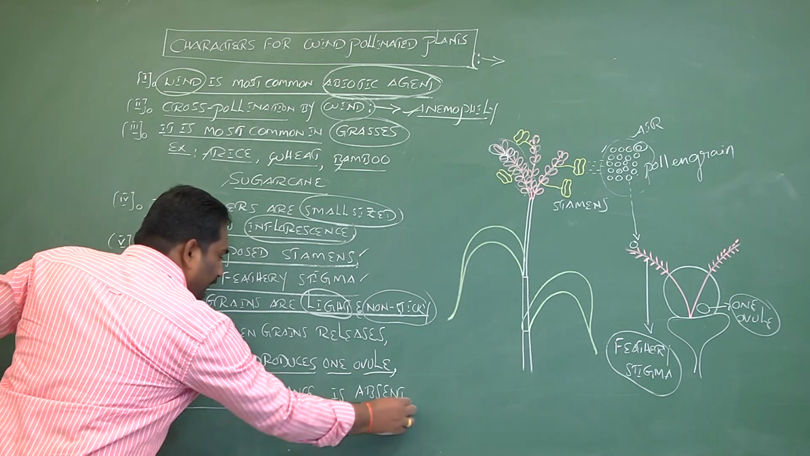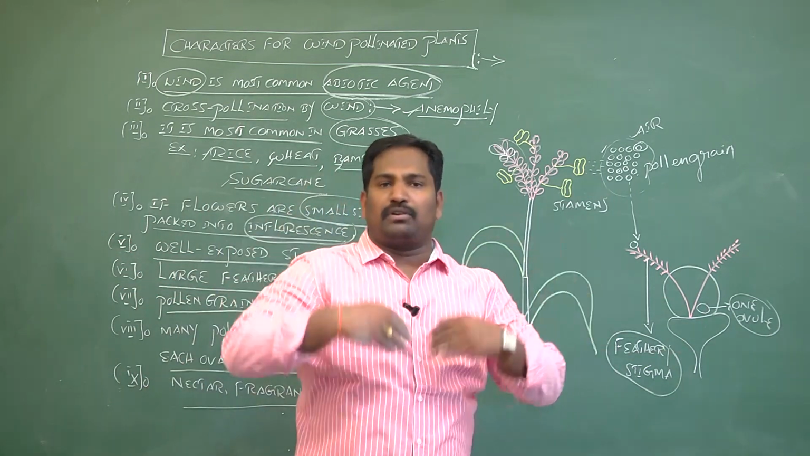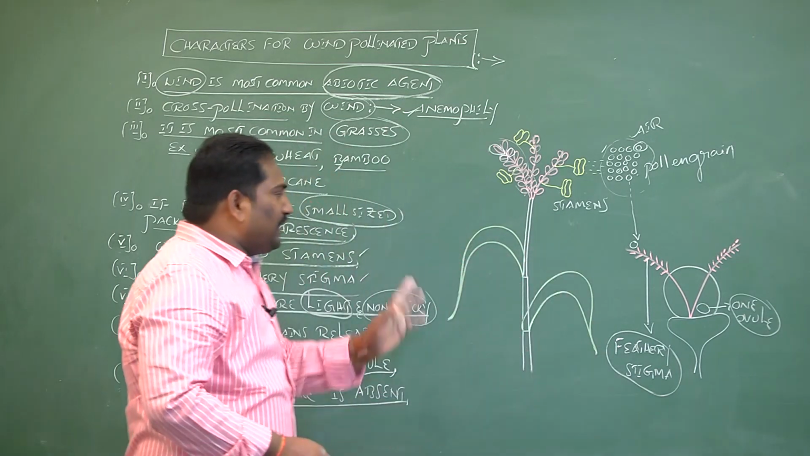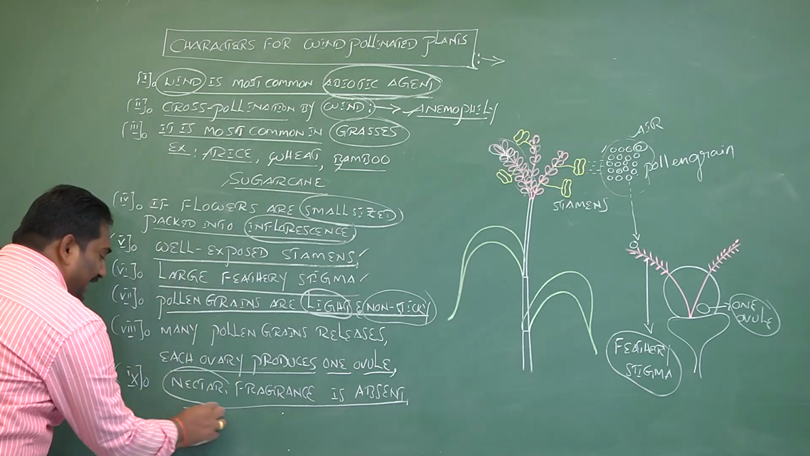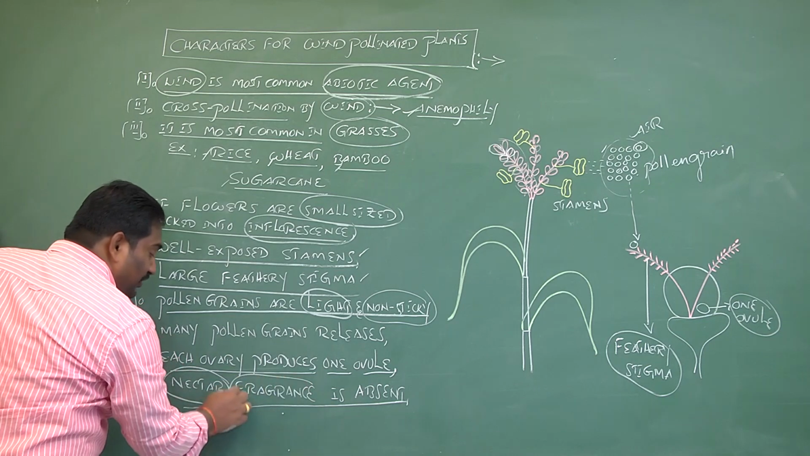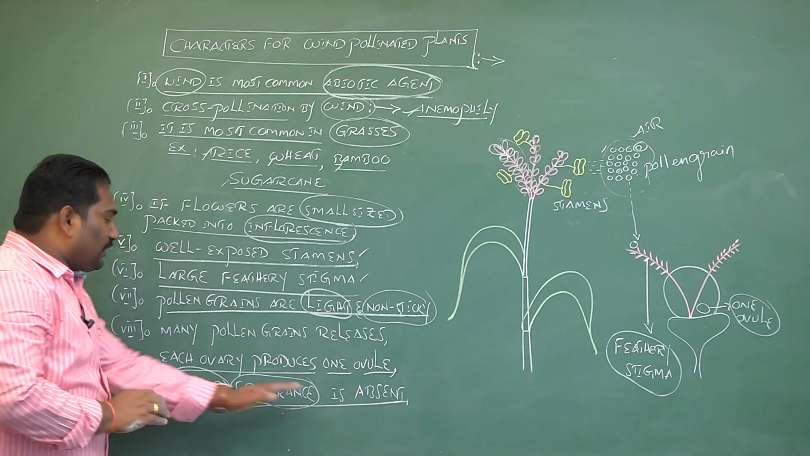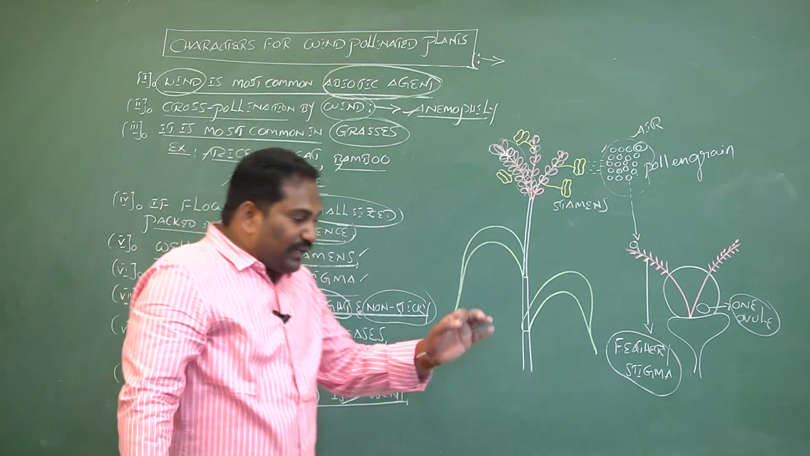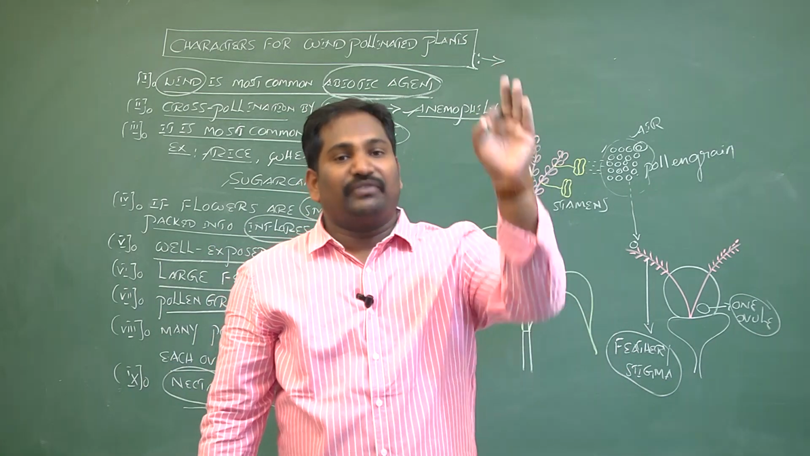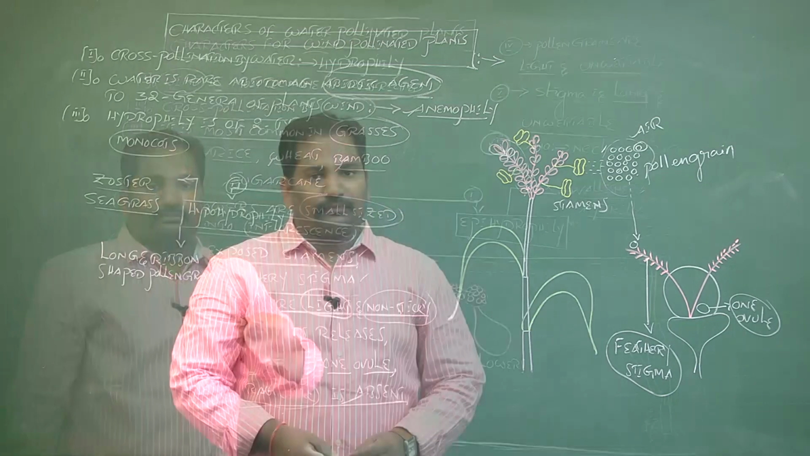And one more, there is no need to attract any insects or birds or bats or snails or snakes. So that's the reason in wind pollinated plants there is no production of nectar to attract the insects. There is no smell production or fragrance. Nectar and fragrance are absent. If any plant exhibits cross pollination by wind, it must fulfill these characteristic features.